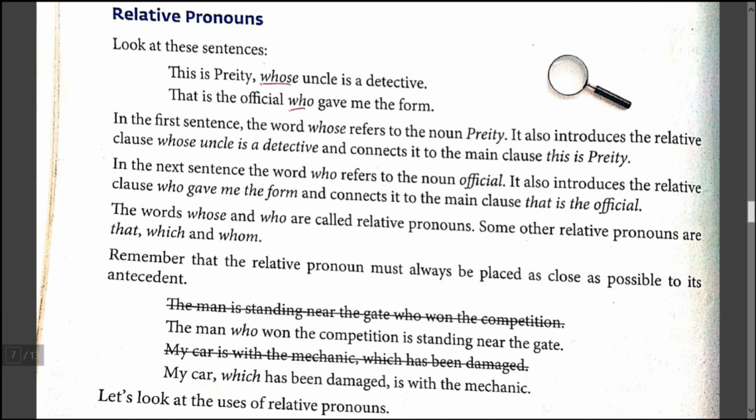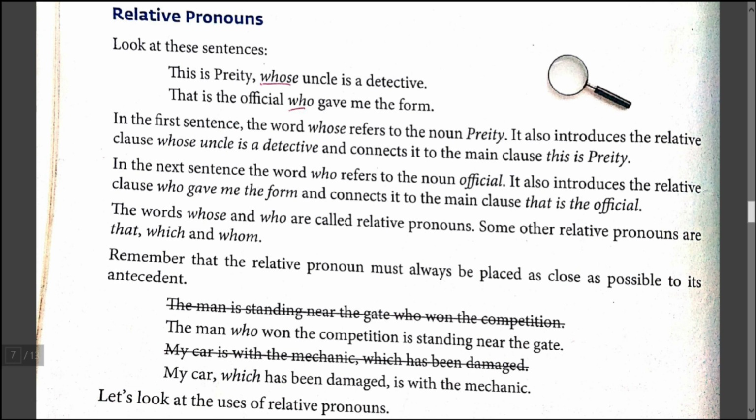Remember that the relative pronoun must always be placed as close as possible to its antecedent. For example, first it was official who. So next to official only who came. And Preeti whose. So next to Preeti only whose came. So you have to be cautious. Here two examples are given. The man who. So here next to that only it should be. It should not be far. Keep in mind the relative pronoun should be next to its antecedent, that is the subject.